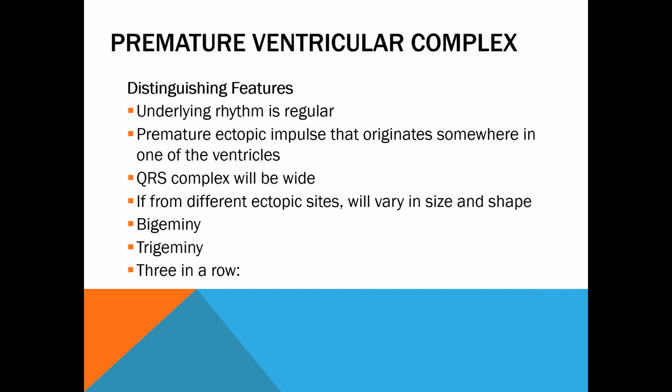The QRS complex will be wide. It's going to be more than those three little boxes. And if it's from different abnormal sites in the ventricles, all the PVCs are going to look different from each other. So it says here they will vary in size and shape. Okay, and then we'll look at what bigeminy is, we'll look at what trigeminy is. 3 PVCs in a row is called a run of Vtac.